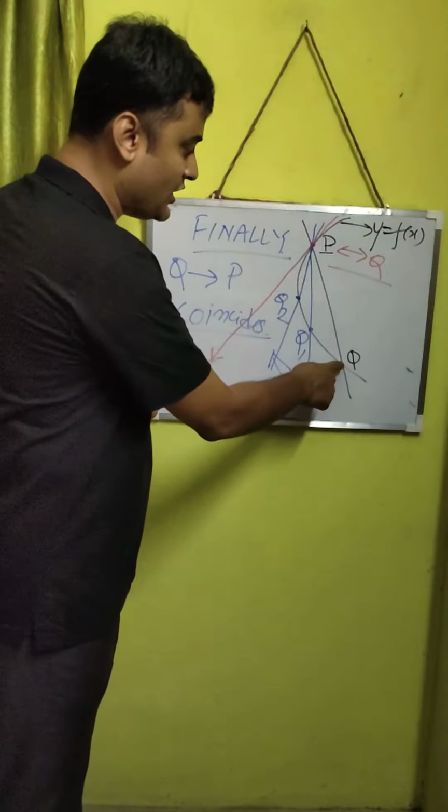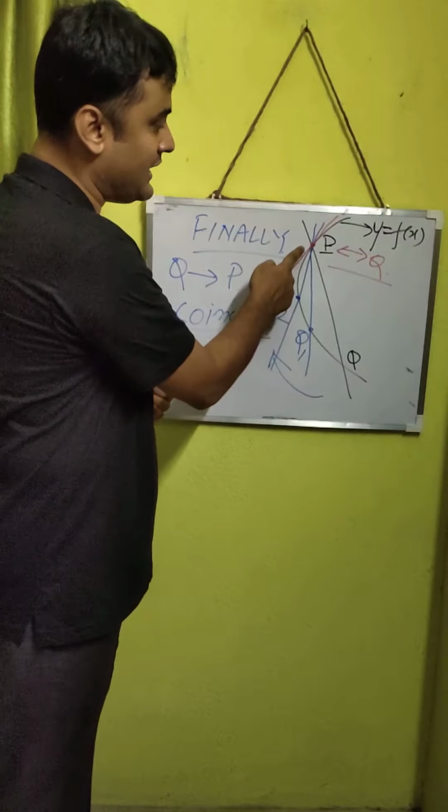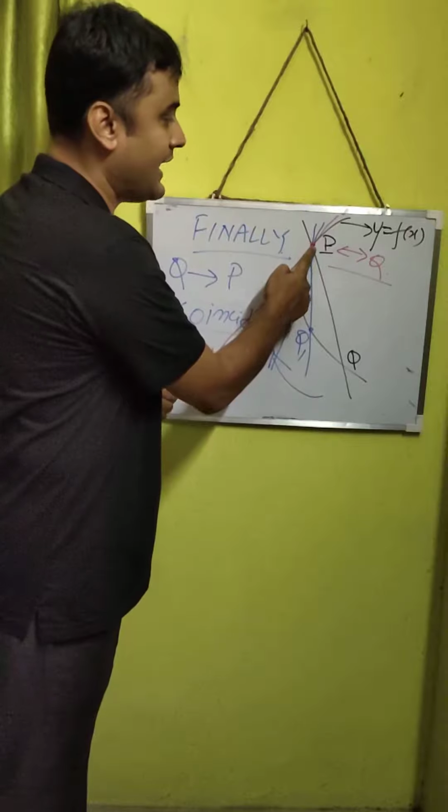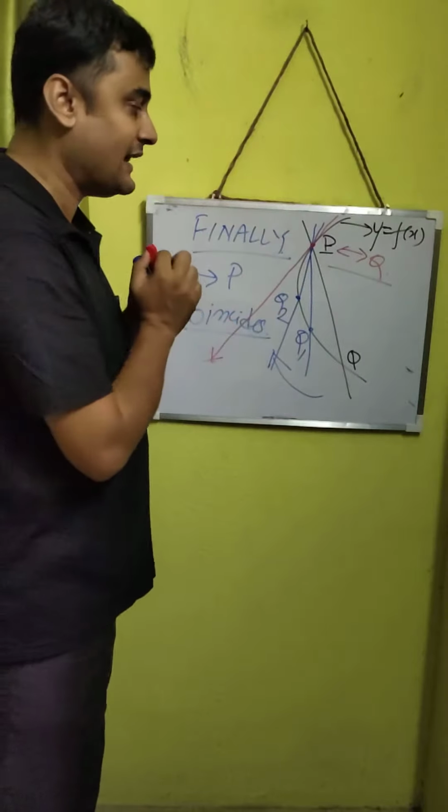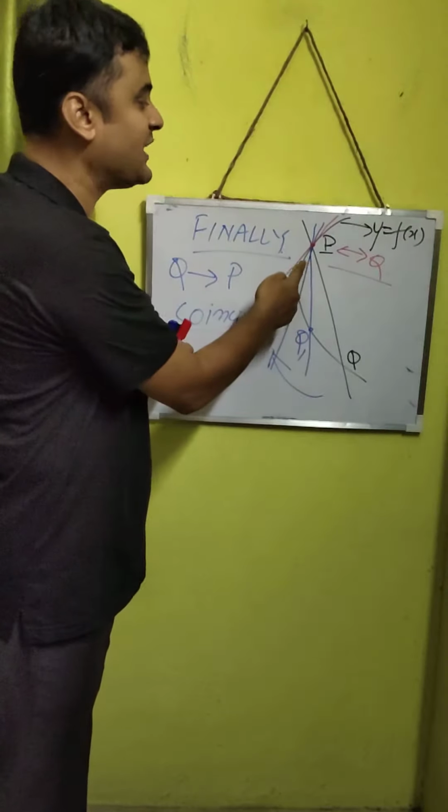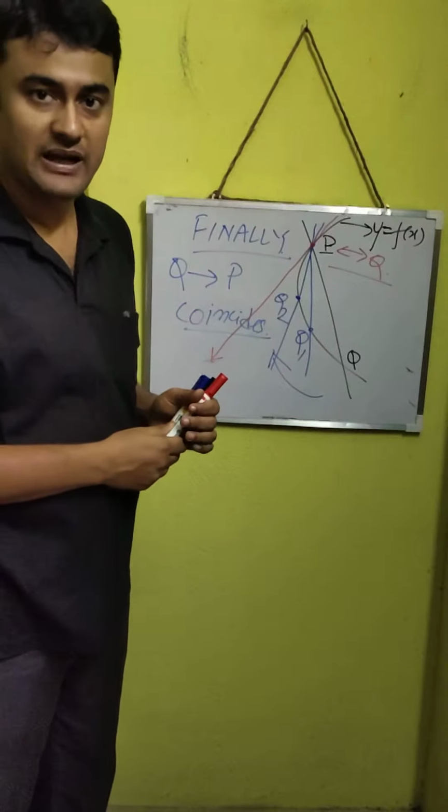So the limiting position of a chord is called a tangent. Yes, so Q slides towards P along this curve and coincides with P, and then we call that the chord has become a tangent to the curve at P.